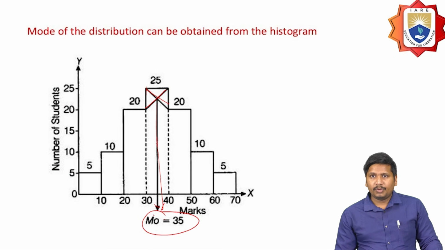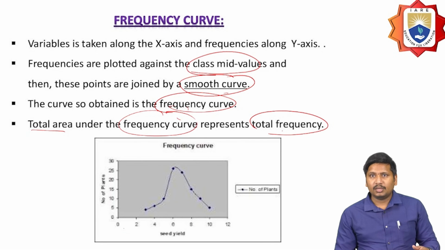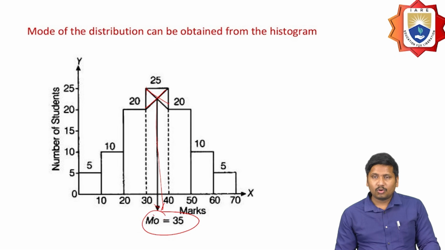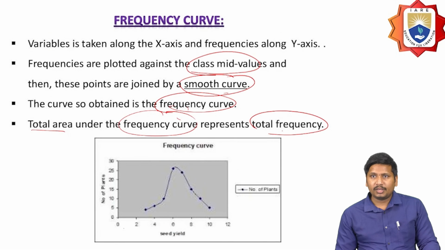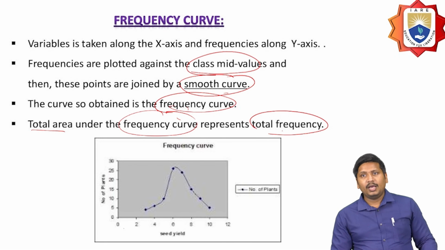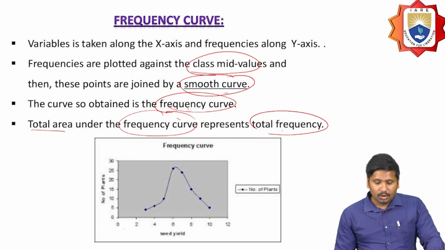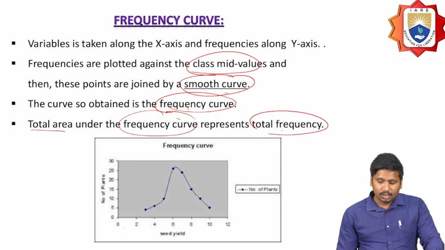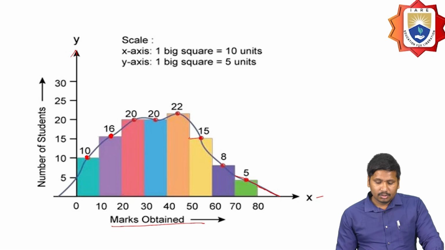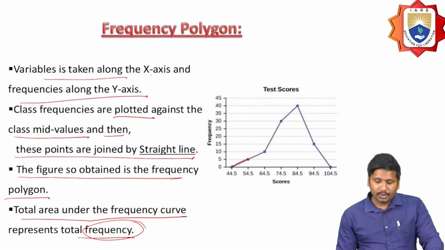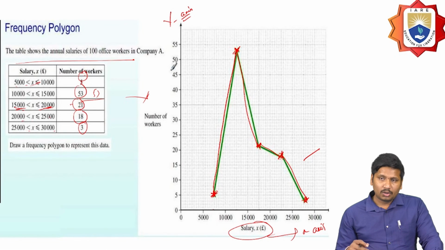What is the middle point that we obtain from this histogram? That is called the mode of the distribution, which can be obtained from the histogram. The next one is the frequency curve. The variables are taken along the x-axis and the frequencies on the y-axis, and these frequencies are plotted on the class intervals. The points are joined by a smooth curve, and that curve is called the frequency curve. This is the example. The frequency polygon is almost the same, but here we draw lines by joining the dots of the graph.